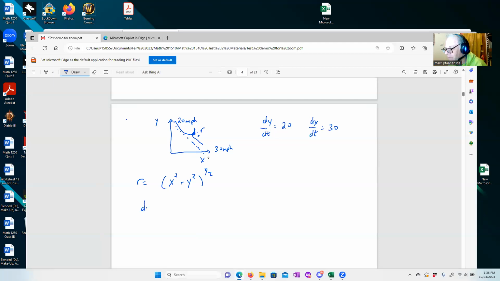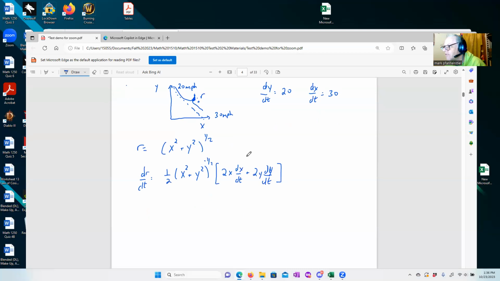So we're going to say dr by dt, that's how fast the distance is increasing, is equal to 1/2. And then we have x squared plus y squared to the negative 1/2 power. Then we need a chain rule. We need a 2x dx by dt here plus a 2y dy by dt here. Okay, and that's what's going to happen. There's a little bit of algebra we could do. We can get rid of the 2's because that's going to cancel with the 1/2.